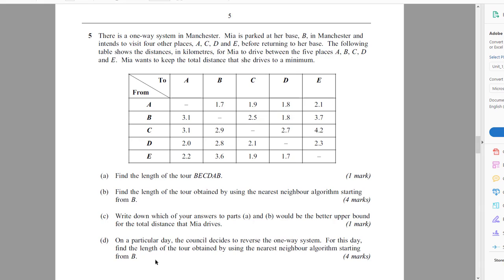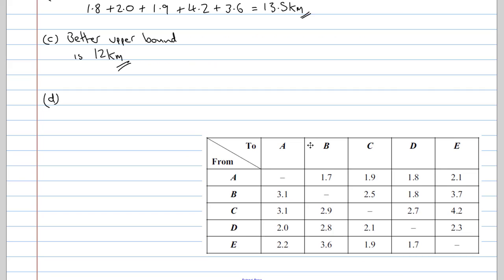In part D, it says on a particular day, the council decides to reverse the one-way system. For this day, find the length of the tour obtained by using the nearest neighbour algorithm starting at B. So this time, rather than going across, we're going to go down the columns. So starting from B, if we go down this column, the shortest route we can go to is A. So we're going to go from B to A, which is 1.7.